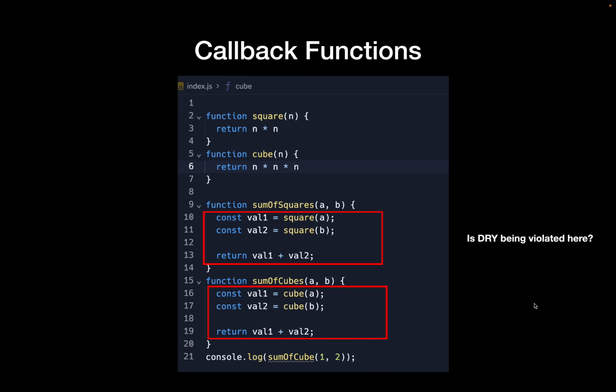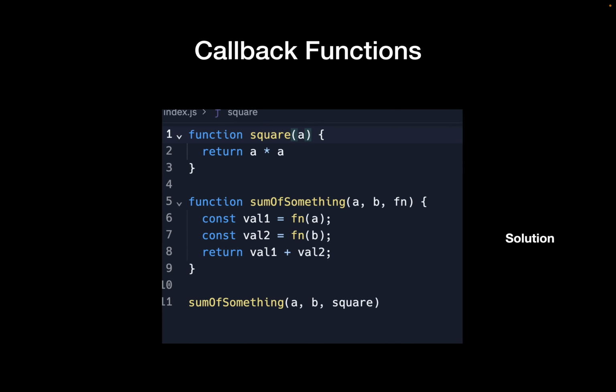And this is where callbacks come into the picture. You can use callbacks to solve repetition here. How? Like this. You can say, okay, there is a square, there could be a cube, there could be a to the power 4. I don't care. There could be multiple functions here. That is fine. I am going to define a single function called sum of something, sum of squares, sum of cubes, whatever. So sum of something, which will take 3 inputs now, not 2. It will take A, it will take B. These two will be numbers. But the third input it will take is the function that actually needs to run under the hood. This could be the square function, this could be the cube function, this could be something else. And I'm going to say const val1 equal to fn, which is this input right here, of A, const val2 equal to fn of B, and return val1 plus val2.